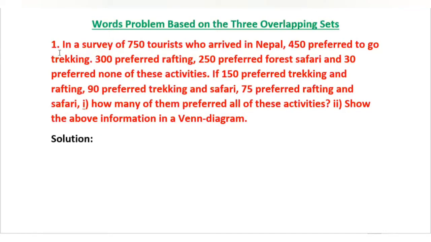One example I've taken here: in a certain month 750 tourists arrived in Nepal. 450 preferred trekking, 300 rafting, 250 preferred a safari, and 30 preferred none of these activities. If 150 preferred trekking and rafting, 90 preferred trekking and safari, 75 preferred rafting and safari, how many of them prefer all of these activities? And show the above information in a Venn diagram.